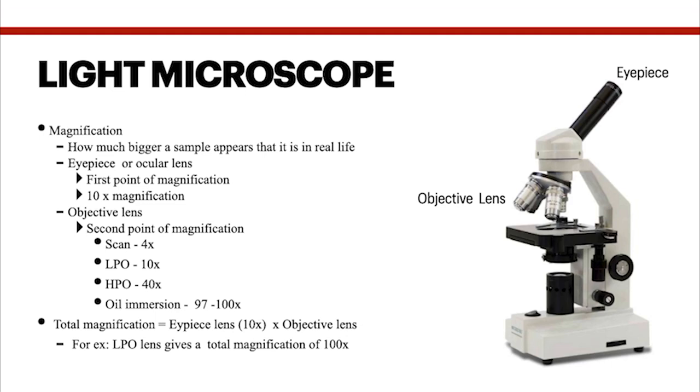There are usually four objective lenses: scanning lens that magnifies 4 times, low power objective lens 10 times, high power objective lens 40 times, and oil immersion lens 97 to 100 times. To get the total magnification, multiply the eyepiece magnification by the magnification of the objective lens used. For example, when you use a low power objective lens, this will give a total magnification of 100 times.